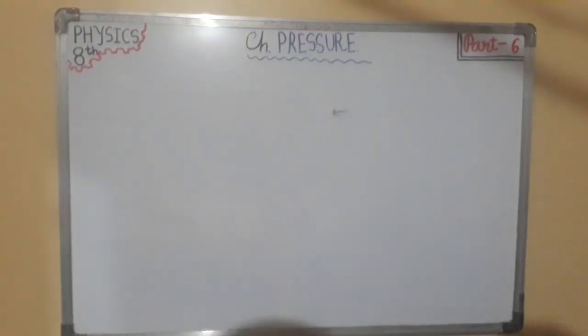Today we will learn class 8 Physics chapter Pressure part 6. In this part we will solve questions based on the formula P is equal to hdg.